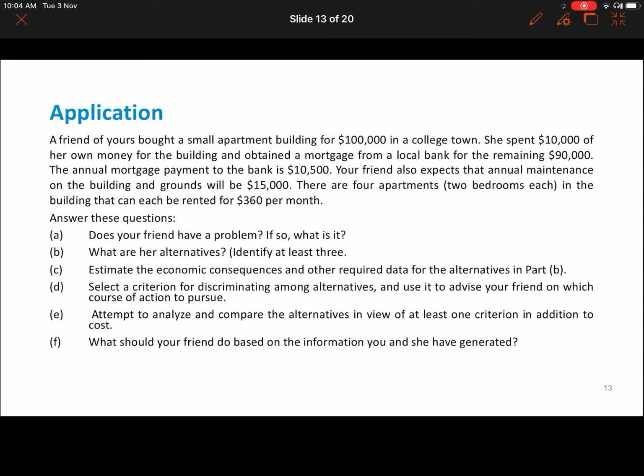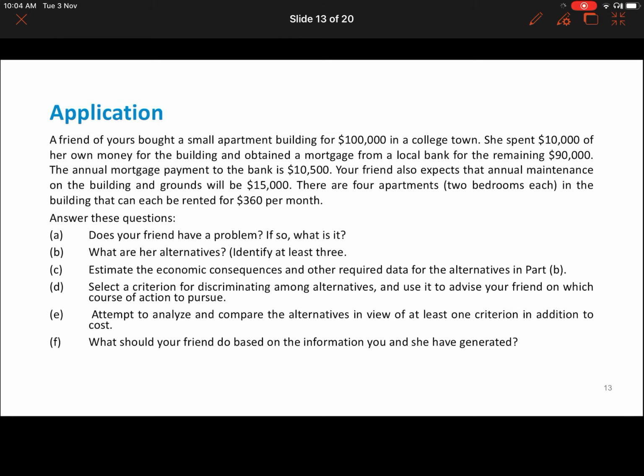The annual mortgage payment to the bank is $10,500. Your friend also expects that annual maintenance on the building and grounds will be $15,000. There are 4 apartments, 2 bedrooms each, in the building that can each be rented for $360 per month.